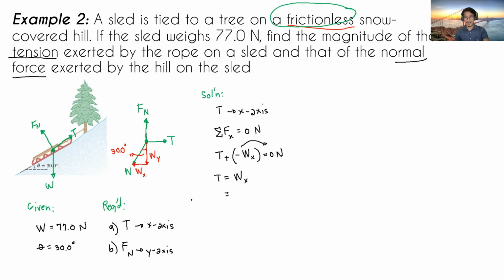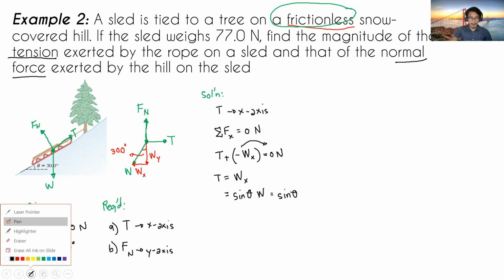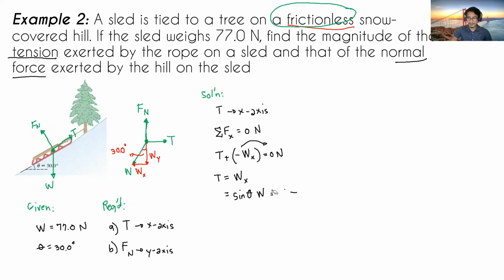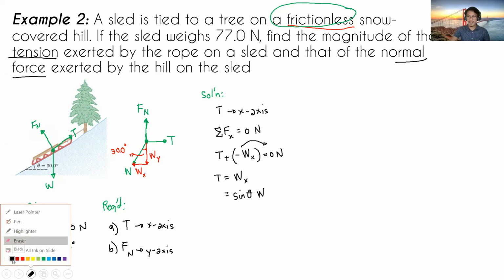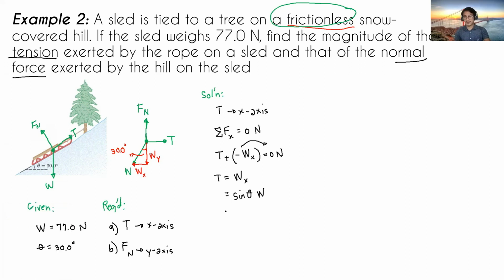Now, how are we going to get wx? Remember, wx is the opposite side. So when it is opposite, we use sine. Sine theta times the weight. We already have a value for the weight, so we just substitute. If the given were mass, of course, it would be mass times acceleration due to gravity. However, here the weight is given, so we substitute directly.